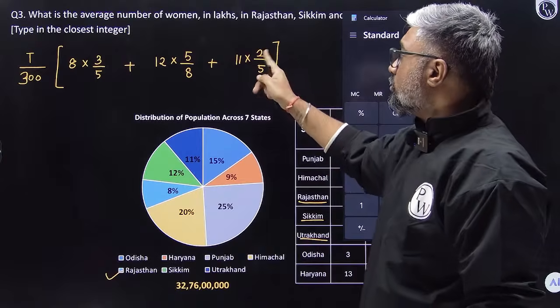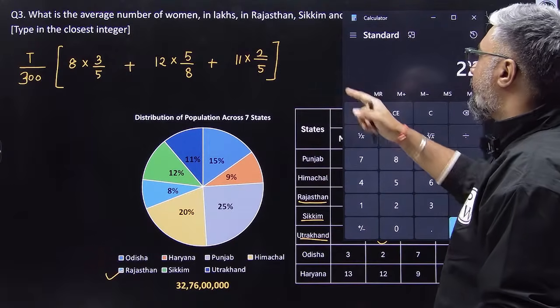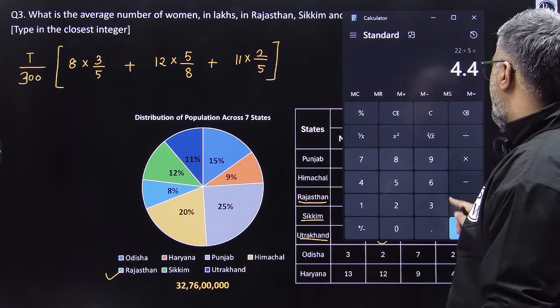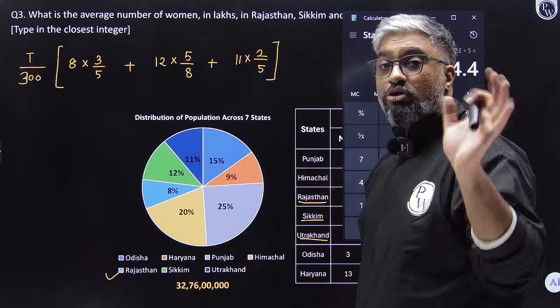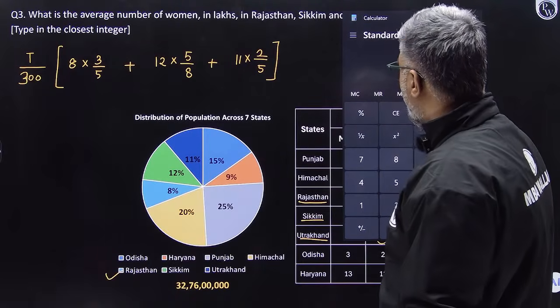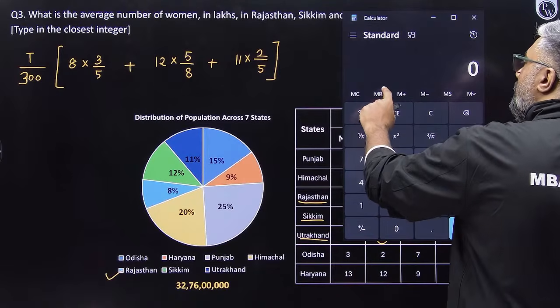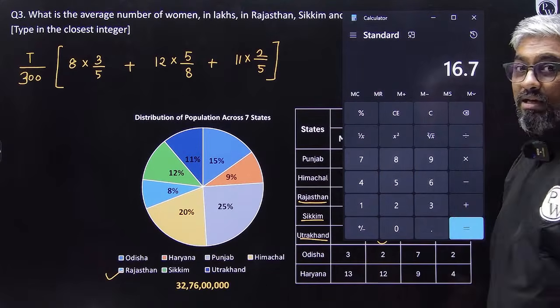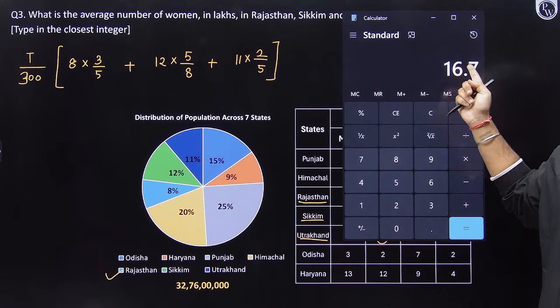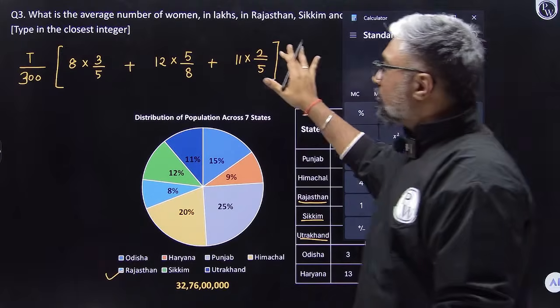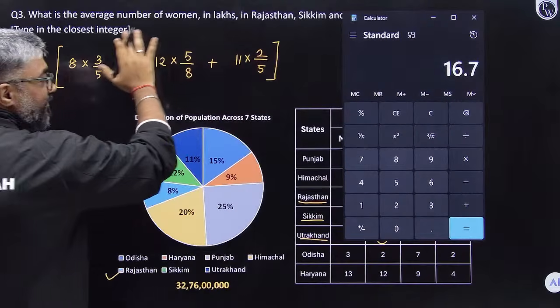Next, this also I need to do, which is what? 22 by 5. 11 into 2 by 5. 22 by 5 is 4.4. This also I need to add to the memory. So what will I do? Further M plus. So now all my values are added to the memory. See, if I do MR, which is memory recall, I have all my values, which is 16.7. So this whole thing gave me 16.7.